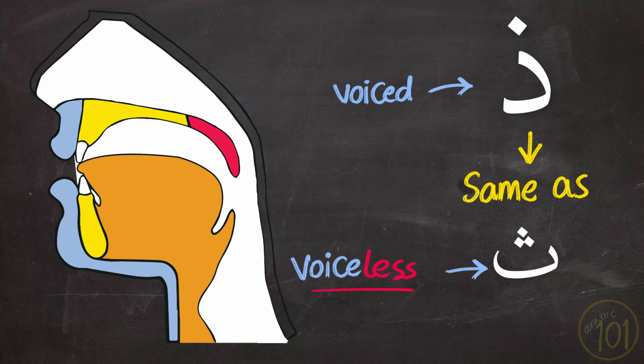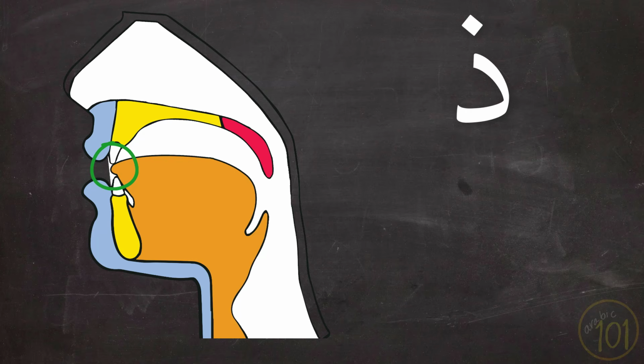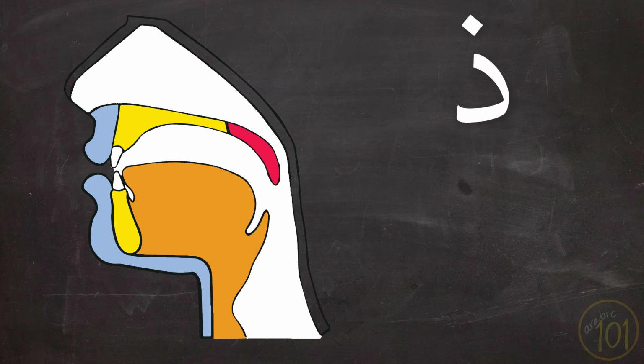So tha is voiceless, meaning we do not vibrate the vocal cords when pronouncing it, but dhal is a voiced sound. So the humming of the vibration of the vocal cords will be added to the sound. So to produce dhal, the tip of the tongue is touching the tip of the upper front teeth, and the vocal cords are vibrating.